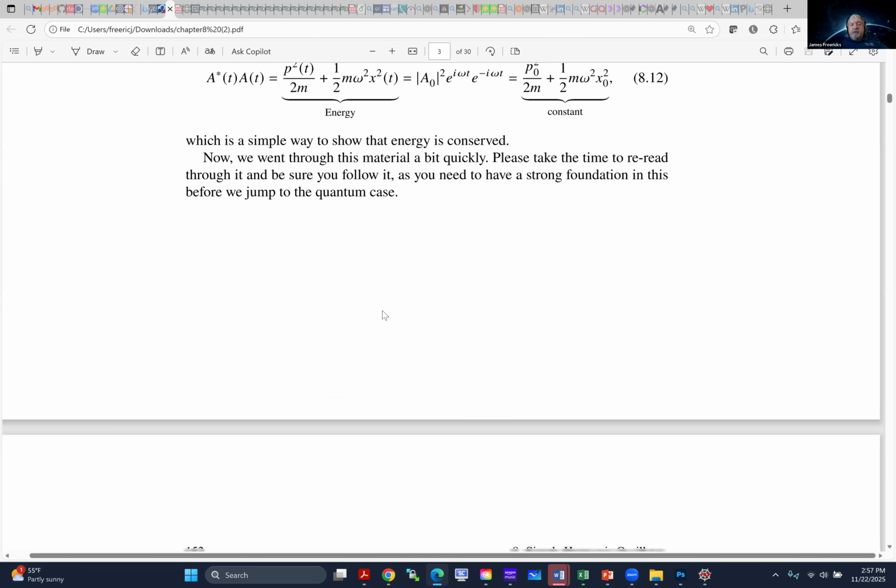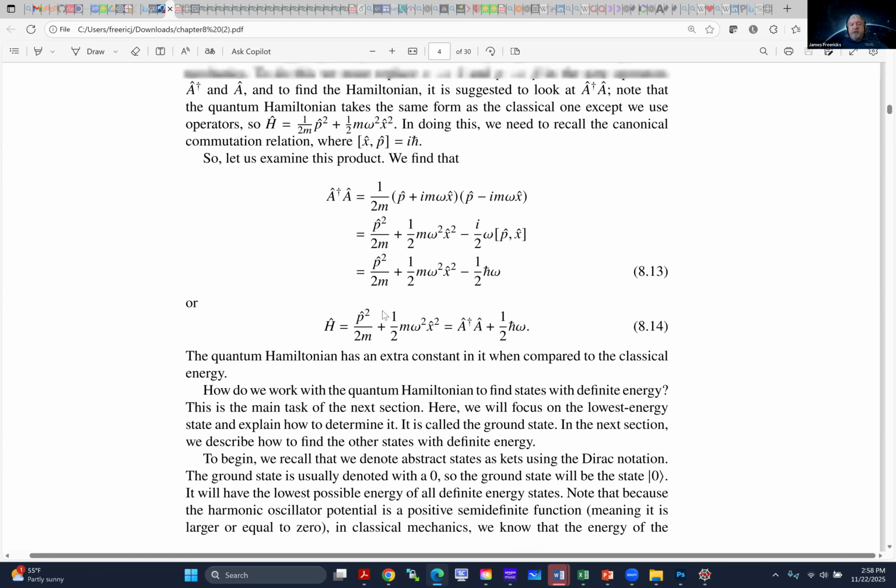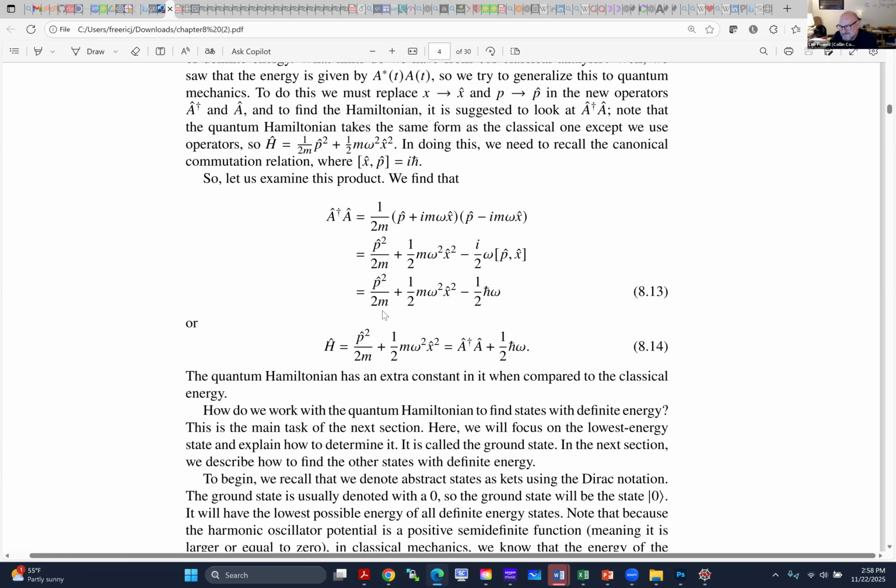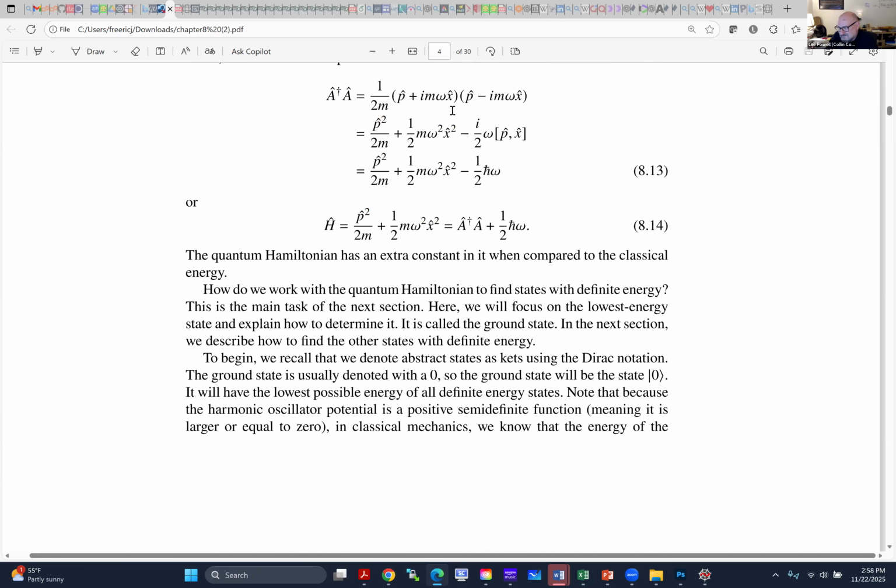And now when you go to quantum, all you do is you just make everything an operator. So you just take this A, you make them all operators. We already have the canonical commutation relation. You just calculate what this is. You find the Hamiltonian, which is A dagger A plus a half h bar omega. And now you can talk about harmonic oscillator.